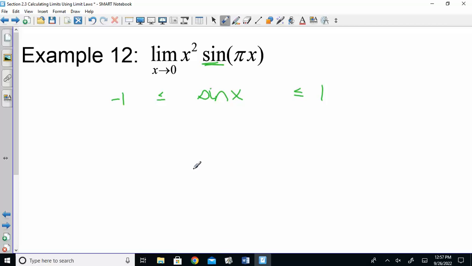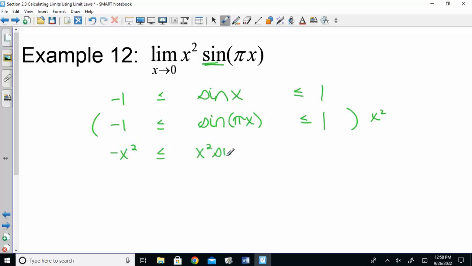Then I have to manipulate this. So what's the next thing we need? The pi x. So we can just change that. We know we can change the angle and it does not change my -1 and 1. What's the next thing we need? Yes. So how do we get that in there? You just put it in. You take everything times x squared. Since that's a positive number, the inequality doesn't change.